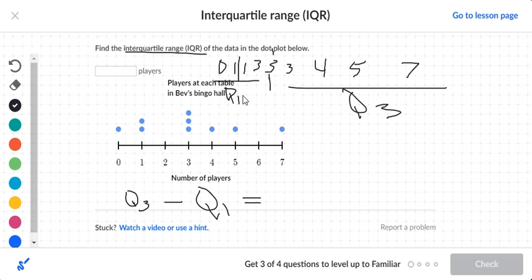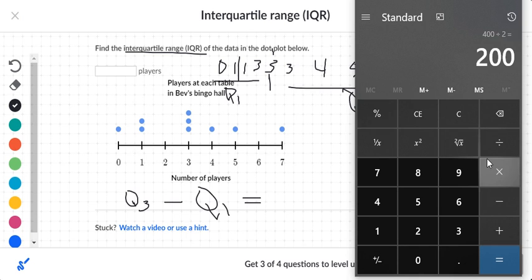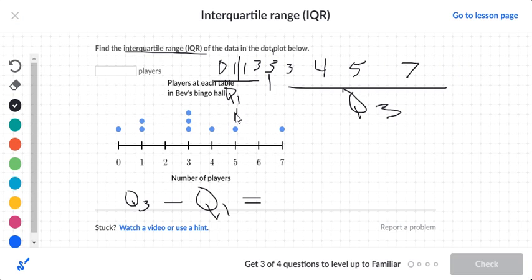So we want a number between 1 and 1. Well, if you take the calculator and take 1 plus 1, that is 2, and we divide this by 2, it's still going to be 1. Because it's the same number, so quartile 1 would be 1.